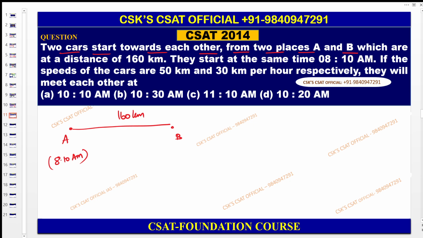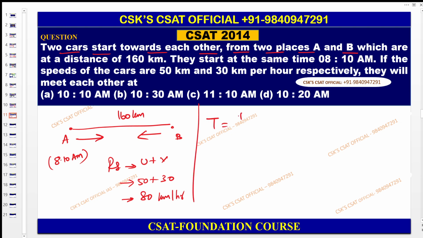Approaching each other means you need to add up the relative speeds. Traveling in the same direction means you have to subtract to get the relative speed. This logic alone you need to remember to solve this kind of question. So after knowing this, what is the relative speed? Towards each other means you add up. Here one is 50, the other is 30, so you add up to 80 kilometers per hour.